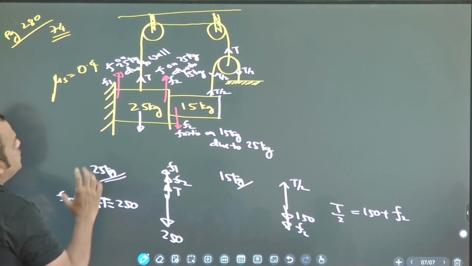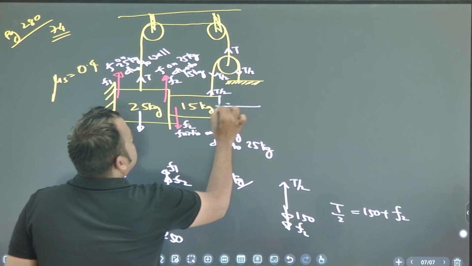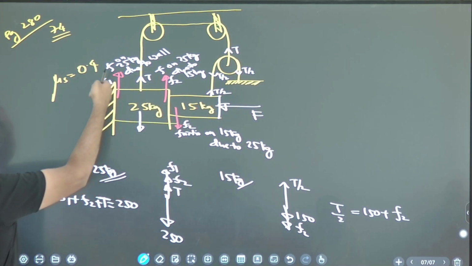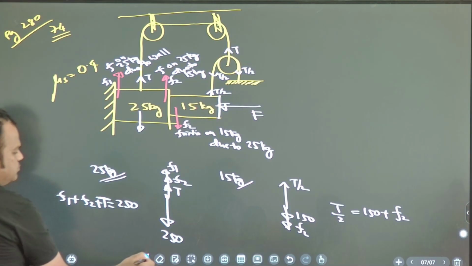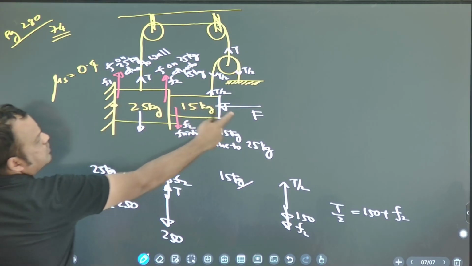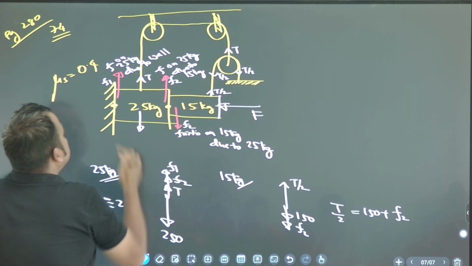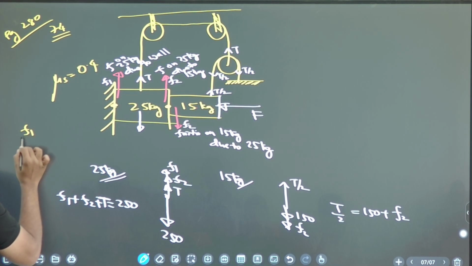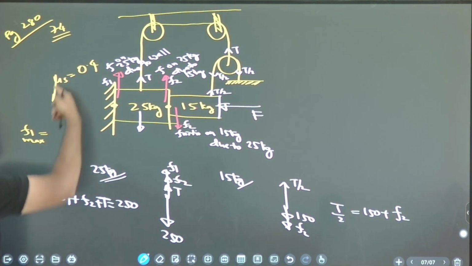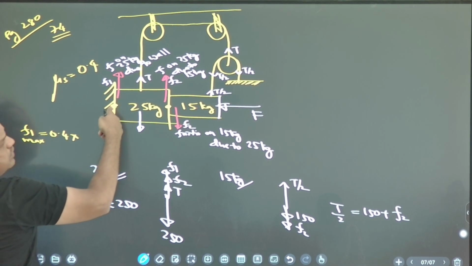So it is just in equilibrium. Now F, you are exerting F here. So what is the maximum value of F1 here? Maximum value of F1. See, normal here will be F. Normal here is also F, correct? So what is the maximum value of F1? Mu S into normal. And what is normal here? F.